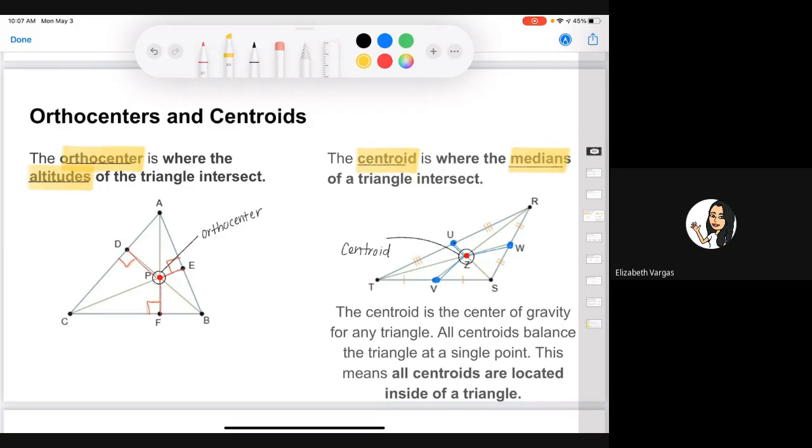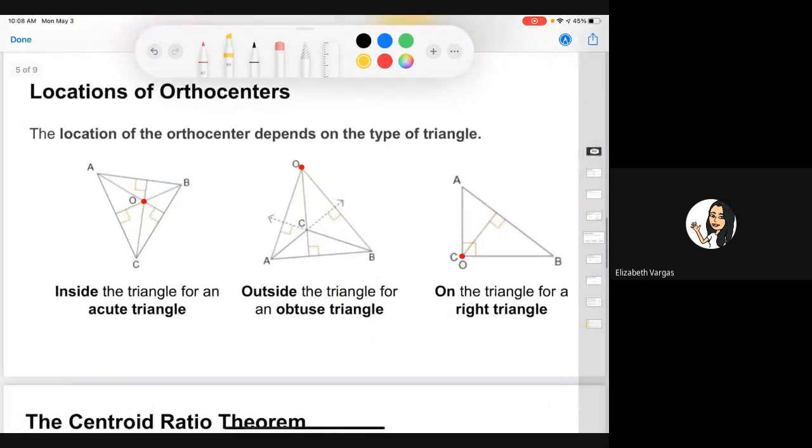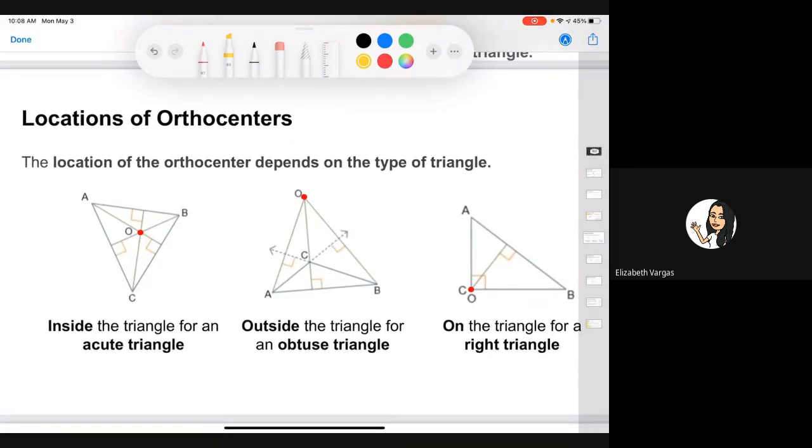As far as centroids go, centroids are always going to be located inside of the triangle. So you're going to have a lot of questions that ask you to identify the location of the centroid. The centroid is always going to be inside the triangle, always inside. The orthocenter's location actually depends on the type of triangle, and so we're going to look at that. So again, the centroid's always on the inside, no matter what type of triangle you have.